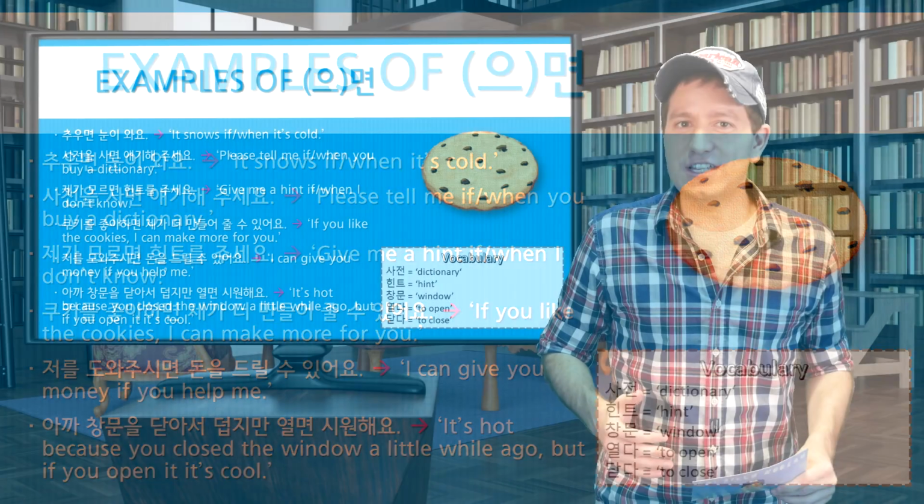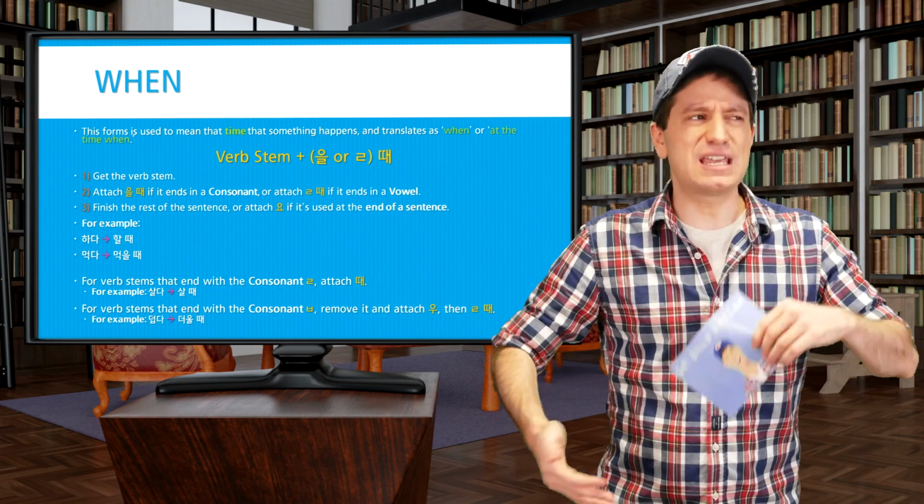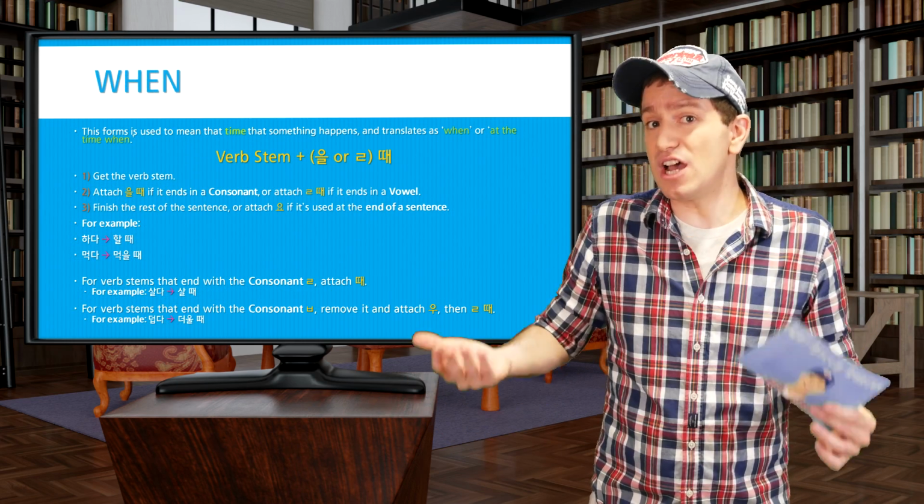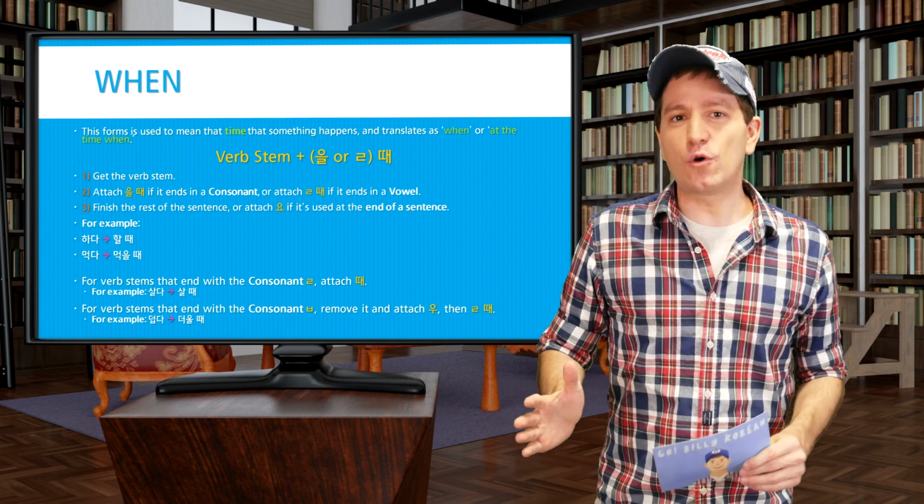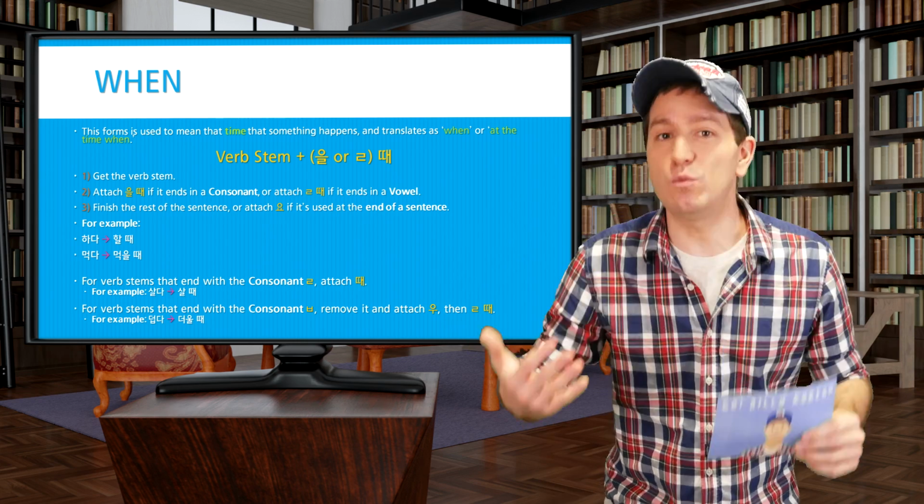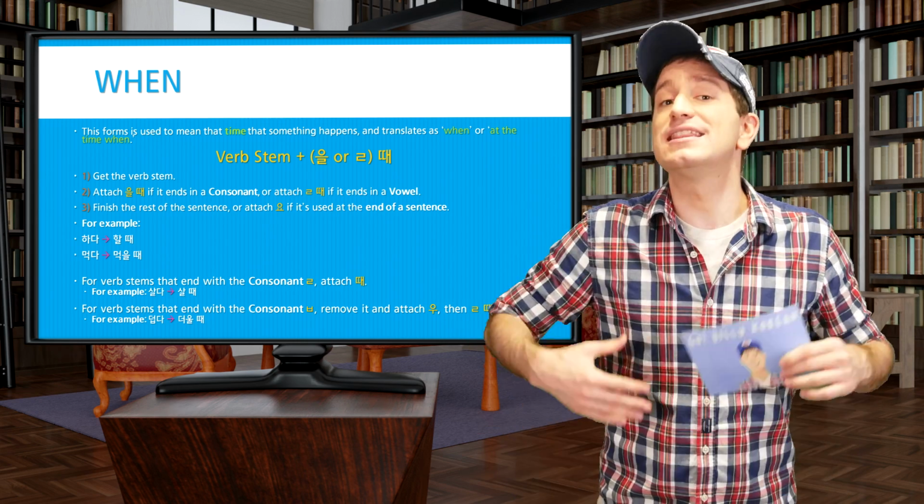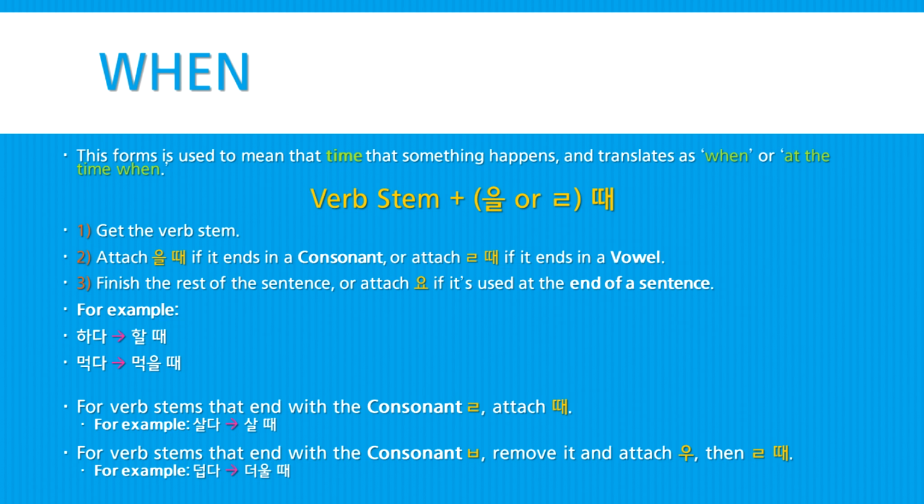So the form we previously learned was only used to say that something might or might not happen, and if it does, or when it does. This form, however, is used to only say when something happens, as in the time when something happens. So to use it, first get a verb stem, then attach 을 때 if it ends in a consonant, or attach ㄹ followed by 때 if it ends in a vowel. Then finish the rest of the sentence, or attach 요 if it's used at the end of a sentence.